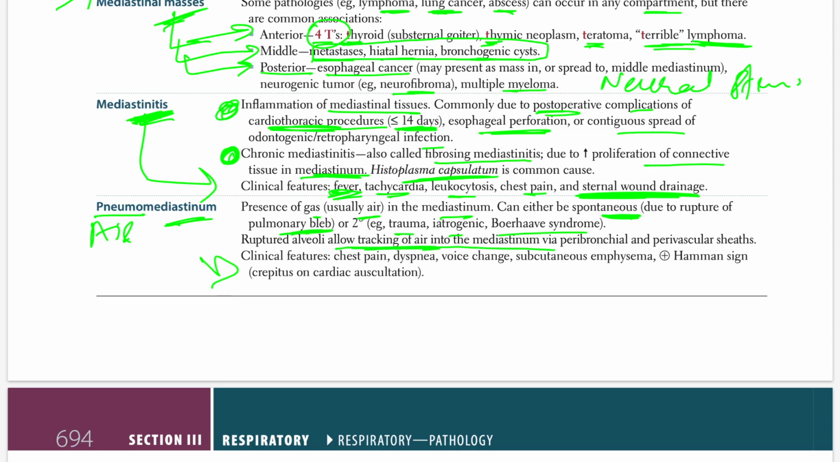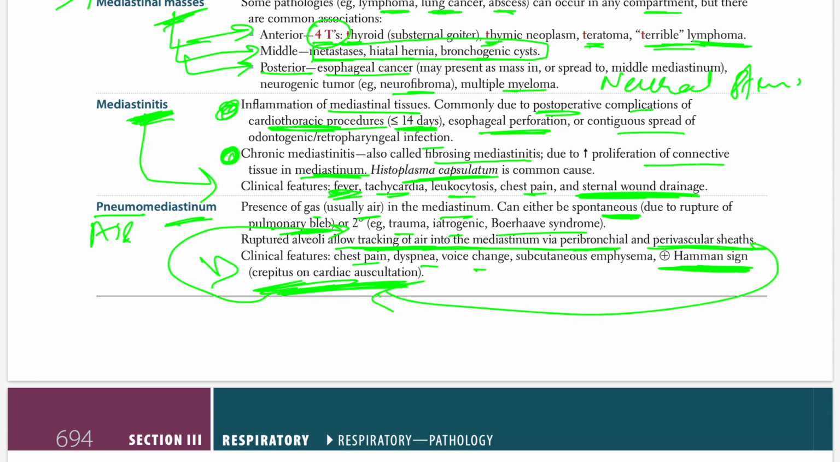Clinical features are important. What are they? Chest pain, dyspnea, voice change, subcutaneous emphysema, plus Hamman sign, which is crepitus on cardiac auscultation. Why do we have crepitus? Because that air we talked about has tracked up into the peribronchial and perivascular sheaths, which will cause crepitus on cardiac auscultation because it's air. And this is, again, an important feature of this disease. Crepitus on cardiac auscultation, you think about pneumomediastinum.